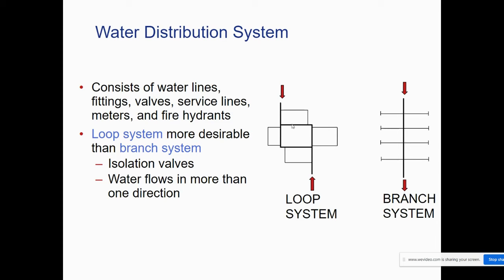Whereas in a loop system, say if this part right here breaks, instead of this whole area over here losing water, the water can go around this way. And so using different isolation valves and water flowing in more than one direction, you can get water to lots of places and minimize disruption. All right, so those are the 2 general types of systems, a branch and a loop system. You can sort of turn a branch system into a loop system if you make a few more connections.